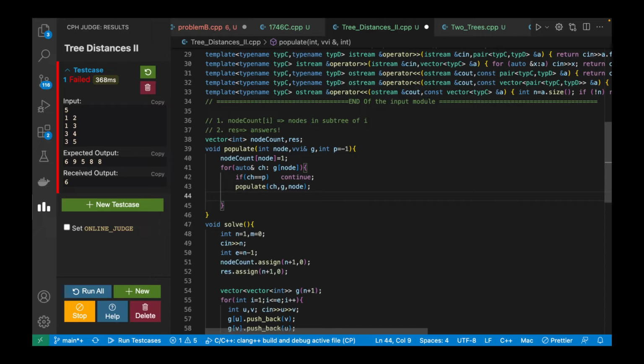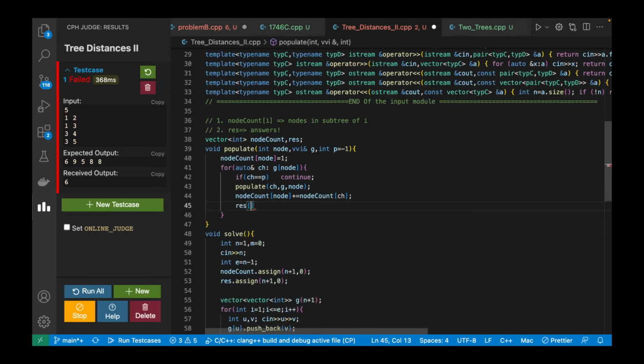Now I can update the current node. How would we update the current node? The node count for the current node would also contain the subtree of its children, so you'll add the node count of its child CH. Then the result of the current node should contain the result of the child node. Plus, all of the child's nodes are one level away from it, so you'll have to add one for each of those nodes. So you'll say result of child plus node count of CH. I hope this makes sense. We need not return from this.